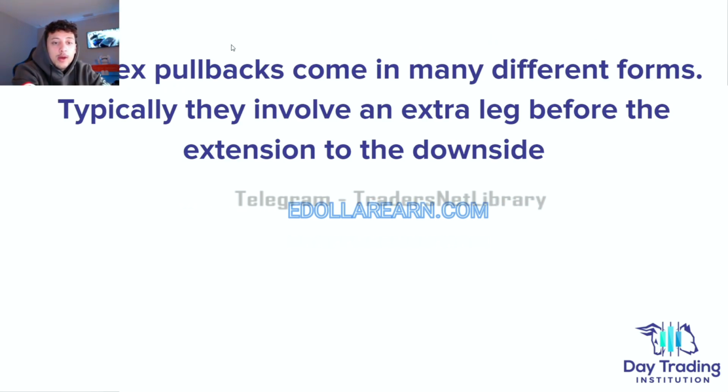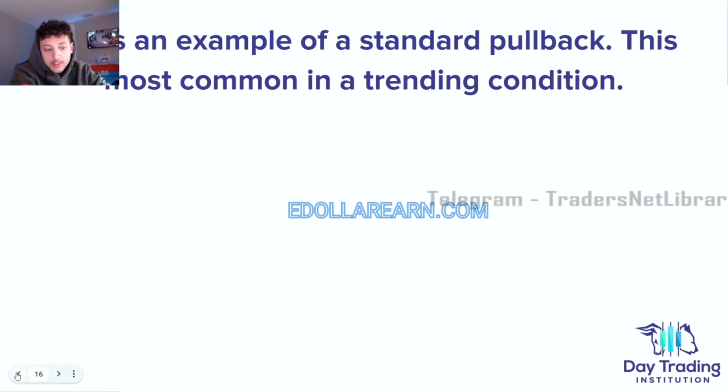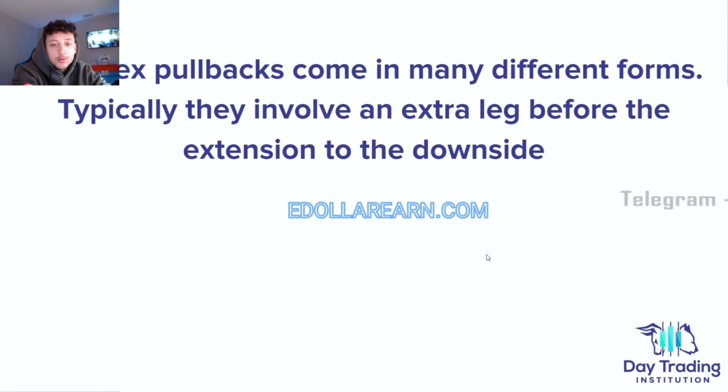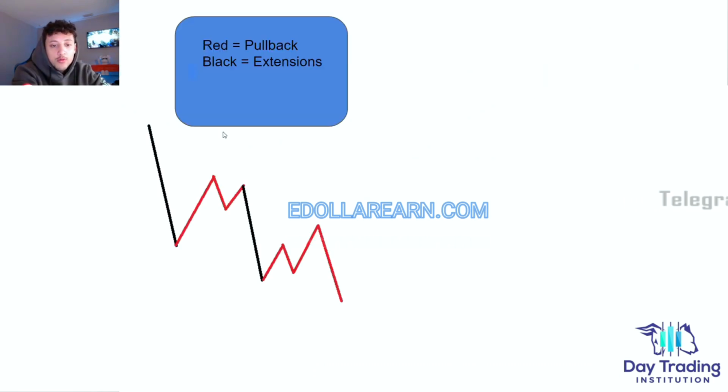Now, complex pullbacks can come in many different forms. Typically, when we're talking about a complex pullback, they have a little bit more legs. If we take a look at the previous example, we have one leg to the downside, one leg to the upside, one leg to the downside. When a complex pullback is forming, it's going to have multiple legs. So let's go over examples of what the complex pullback typically looks like. Again, they come in all different types of forms.